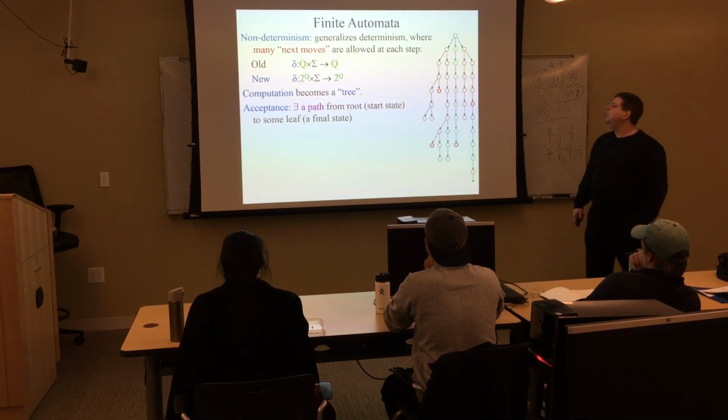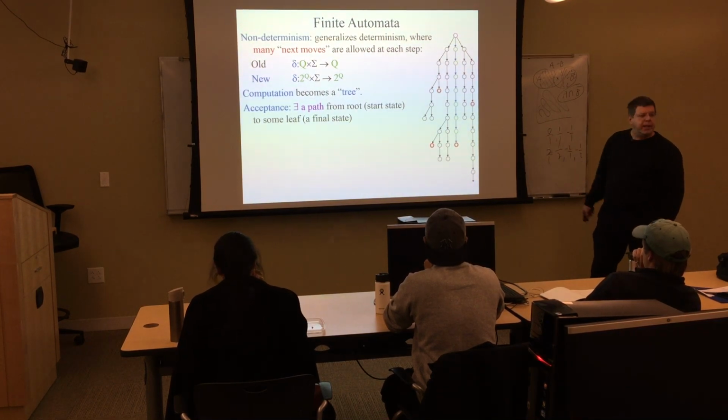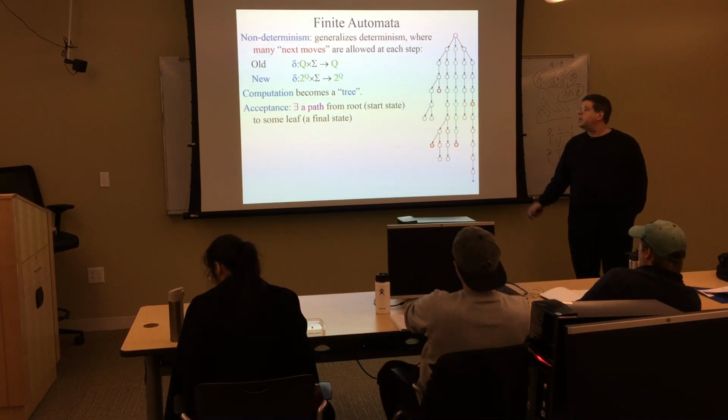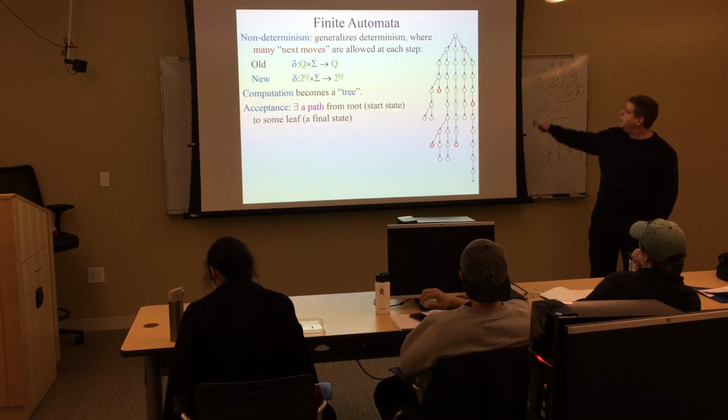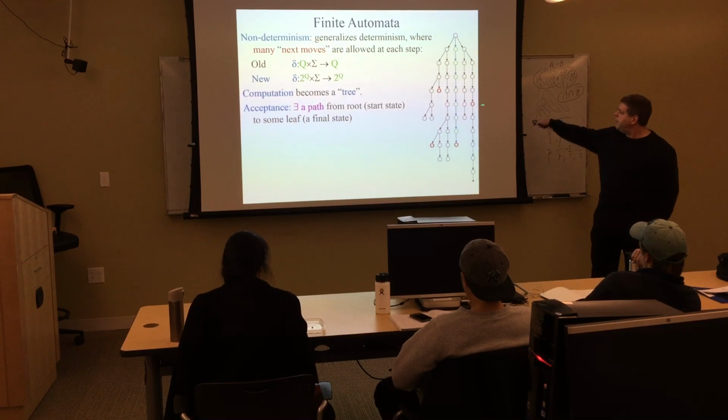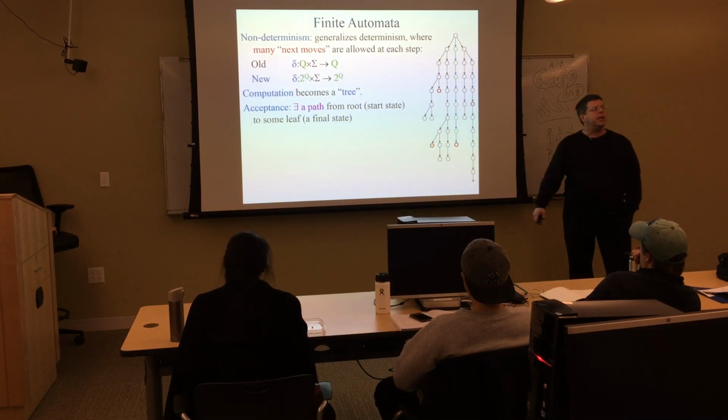You don't have to accept everywhere on every path. As long as there exists a path to some accepting state, like this one, or some path to this one, or to this one, and that's where it ends, then the whole thing is said to be accepting.